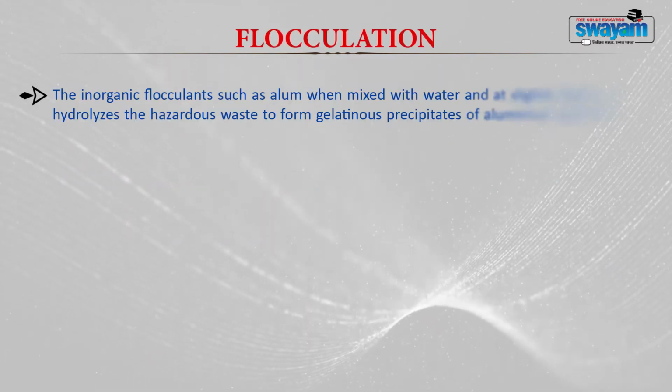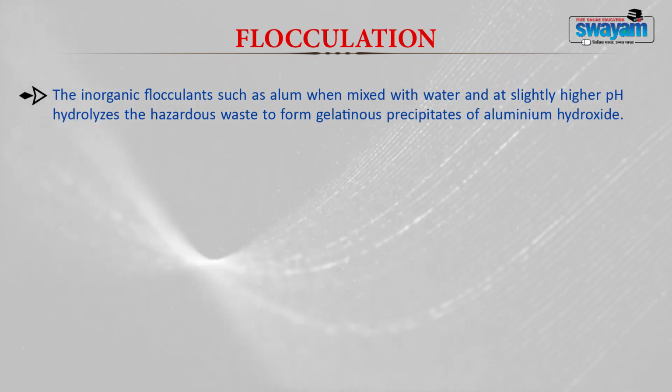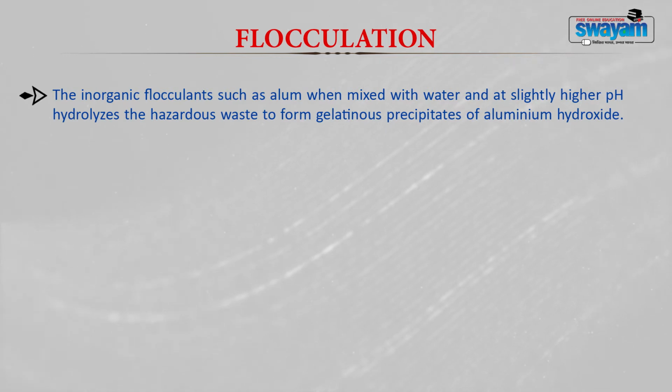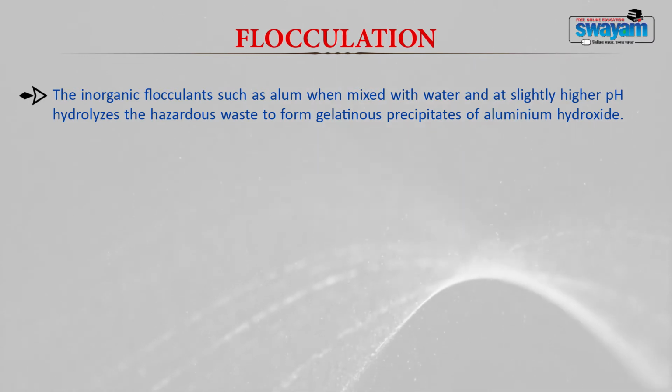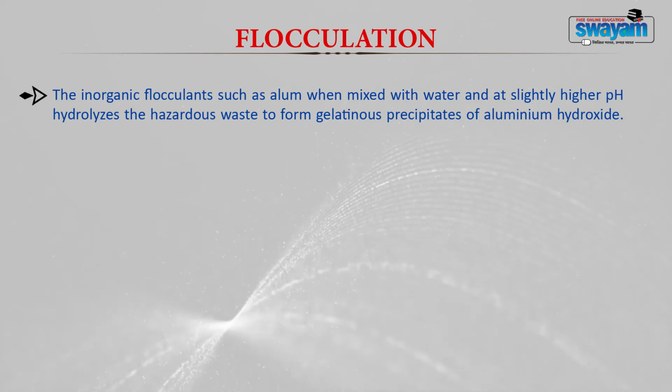Now, flocculation is a process where you use inorganic flocculants like alum, ferric chloride and so on. You might have heard, like in your house, when you have a well which is having a lot of mud or suspended materials, you generally add alum and then flocculate the materials and then purify the water. The same thing is applied here also.